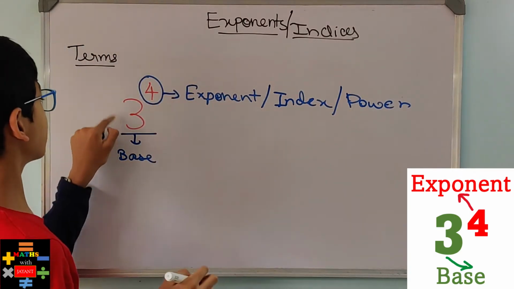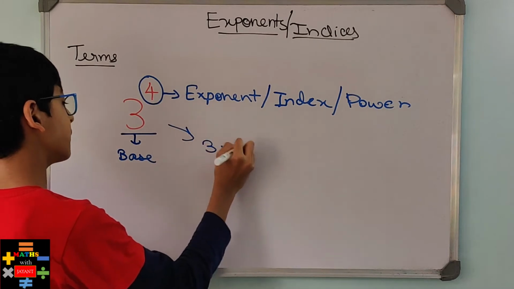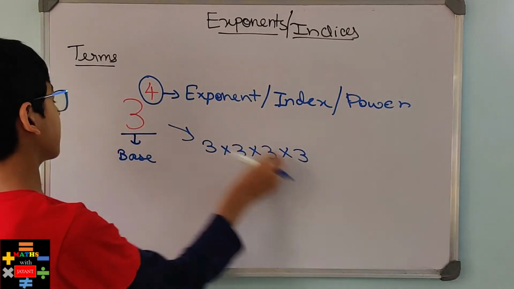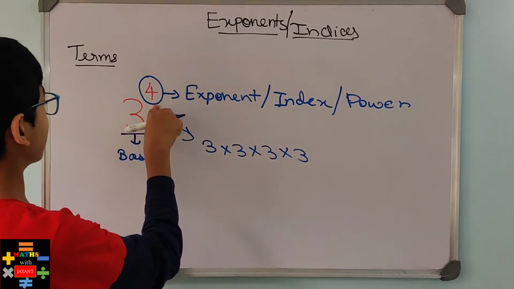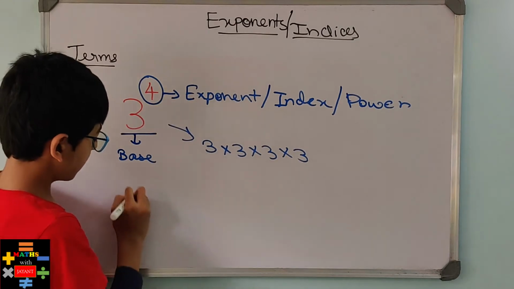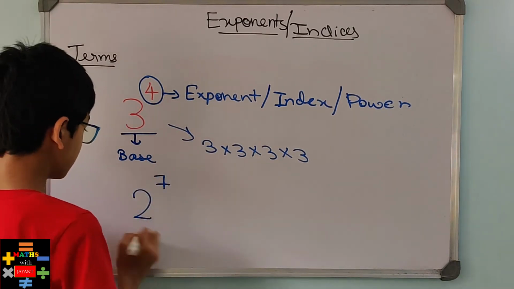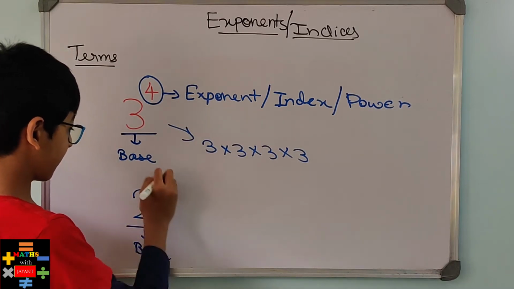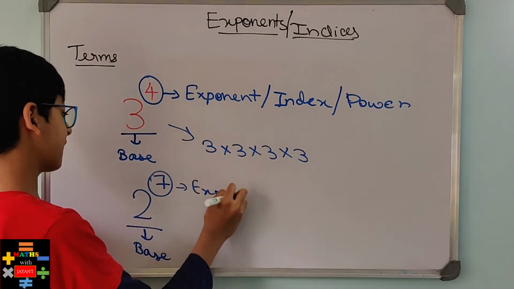And what does 3 with a small 4 on top mean? This means it is 3 being multiplied 4 times. This is the meaning of 3 with a small 4 on top. This number is called the base and this number is called the exponent. Let's take another example, 2 with a small 7 on top. In this case, 2 is the base, and 7 is our exponent, or the index, or the power.